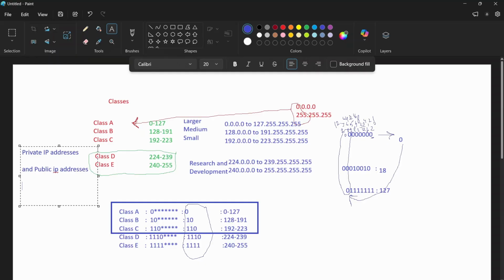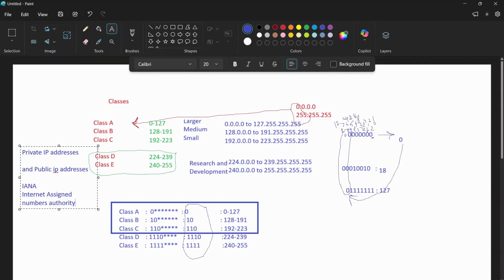IANA means Internet Assigned Numbers Authority. Remember this. From this, we have to purchase it. It was founded in 1988. It was under the US Department of Commerce. So you need to remember this one. The full form of IANA is Internet Assigned Numbers Authority. In the year 1988, it was founded.